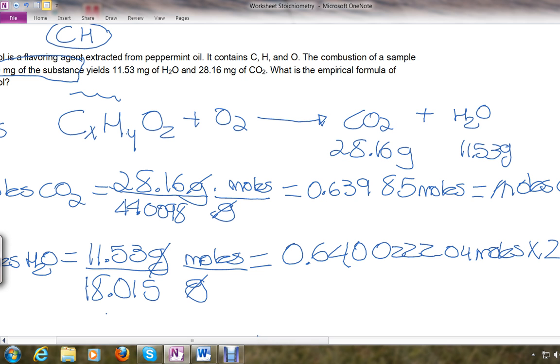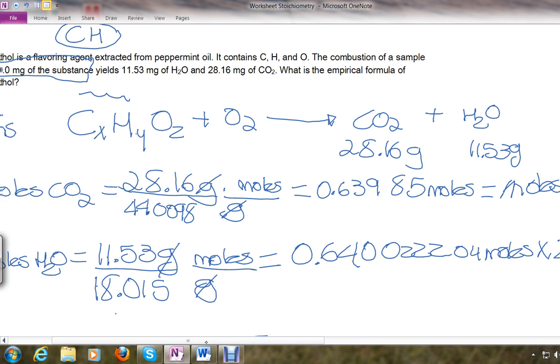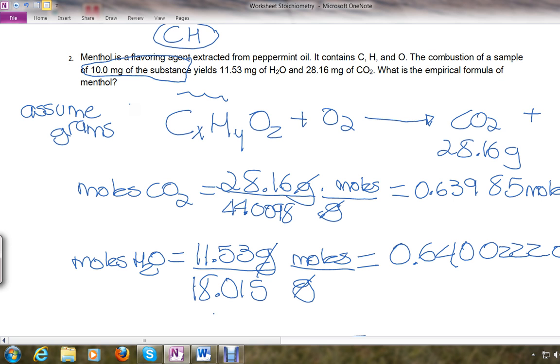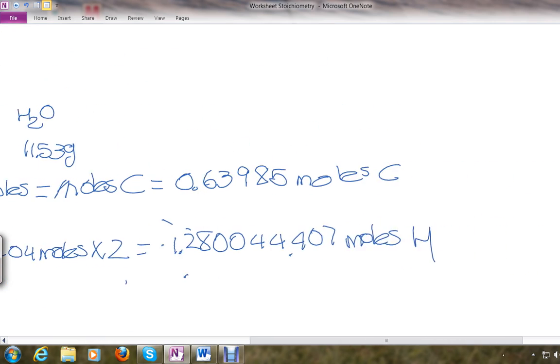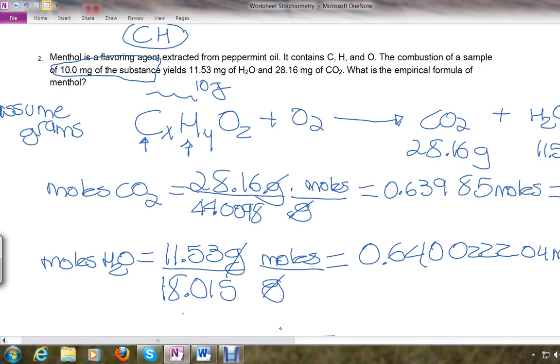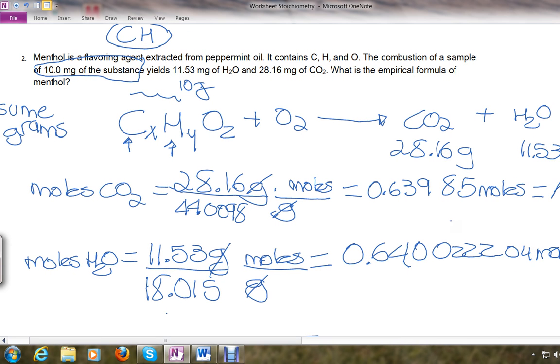Now, how I said, if we know the sample, right? We assume grams, but if we know that the total sample is 10 grams, right? The total. If you find out the grams of carbon, the grams of hydrogen, and you subtract it from 10, you can get the grams of oxygen. Okay? The same thing like we had with percentage. So now you got the moles of carbon.